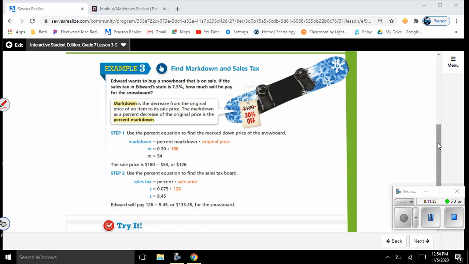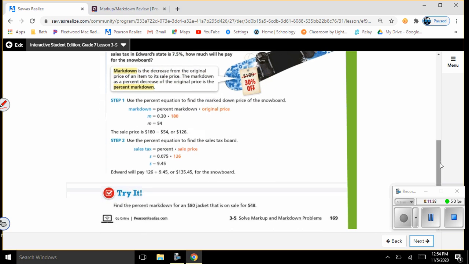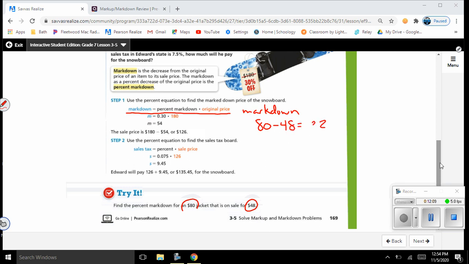We're at about 11 minutes here on the clock, so 5% markdown for an $80 jacket, and it's on sale for $48. Okay, on sale for $48. So if you would take this formula, markdown, you already know what the markdown is, or do you? No, you know what it's on sale for, and you know what it costs. So you're going to have to figure out the markdown is going to be, it went from $80 to $48. How much did they mark it down? Well, I believe that's going to be, what, $32?